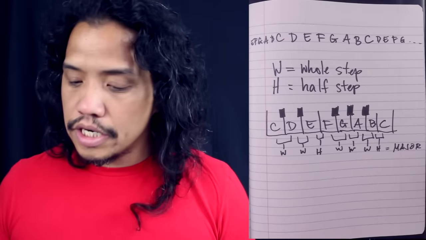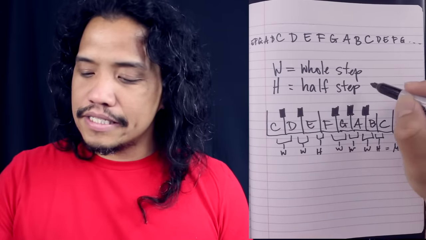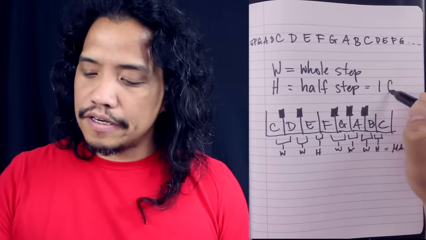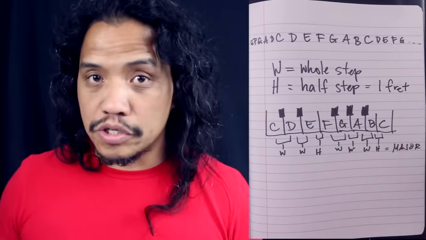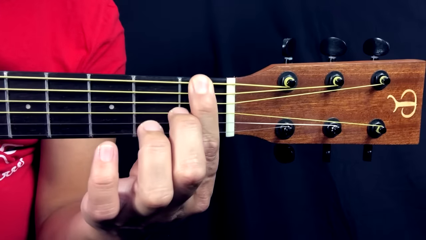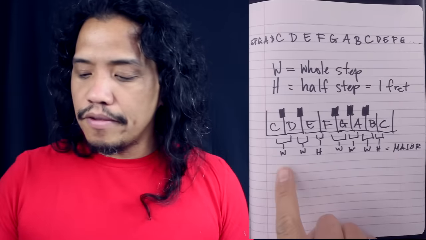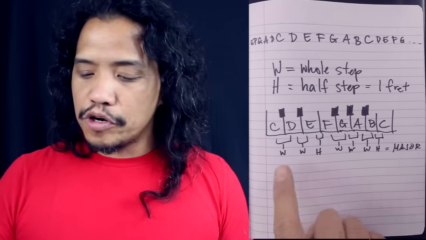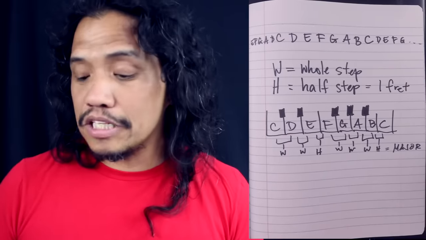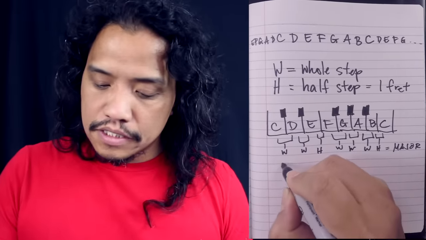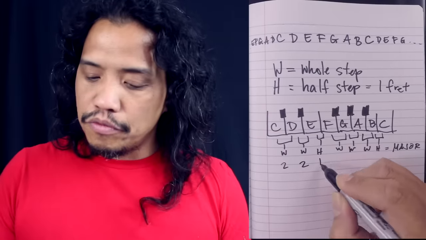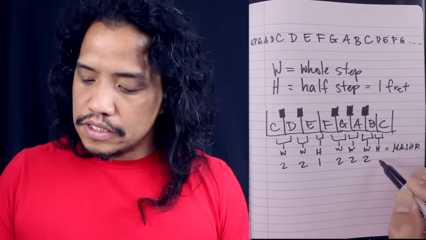Now, to relate all of this to guitar, a half step is an equivalent to one fret movement along the string. So if you move from the first fret to the second fret on the sixth string, then you've just moved up a half step. And if you move from the first fret to the third fret, that is two frets apart, then you've gone a whole step. So with that in mind, we can tweak the major scale formula and start thinking of them in terms of frets. So a whole step would be two frets and two frets. Half step would be one fret, two frets, two frets, two frets, and then one fret.